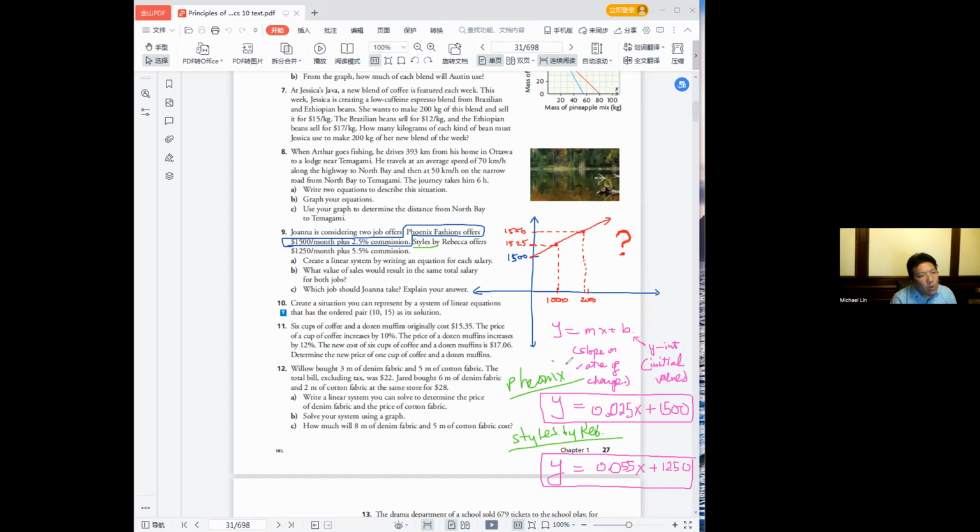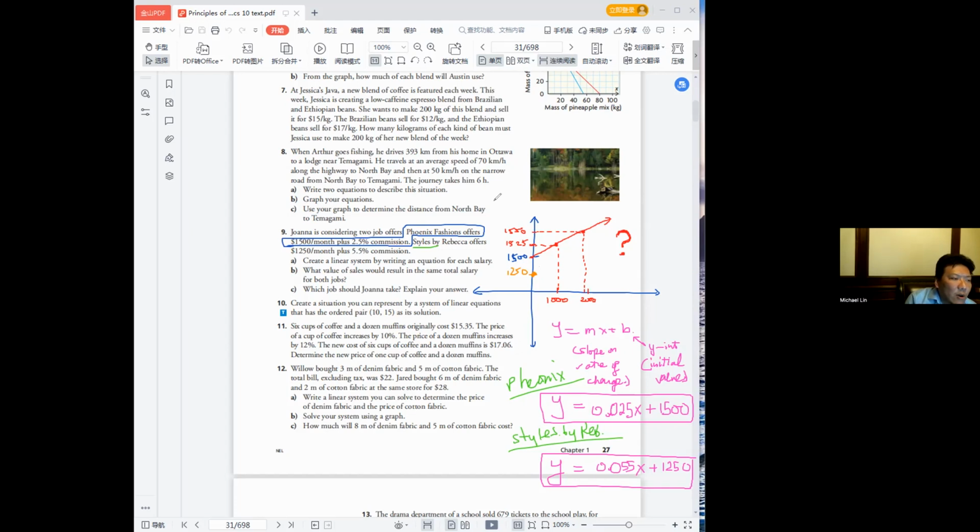So again, which job should we take, right? How do we know which job we should take? Well, it depends on how good of a salesperson you are. Okay, so you can see that for the other job, Styles by Rebecca, we're going to start off with less money. So if both of these people are really bad salespeople and they just sleep on the job all day, then you should probably take the Phoenix Fashions because they start you at more money. They give you $1,500 just for sleeping. Rebecca is only going to give you $1,250.